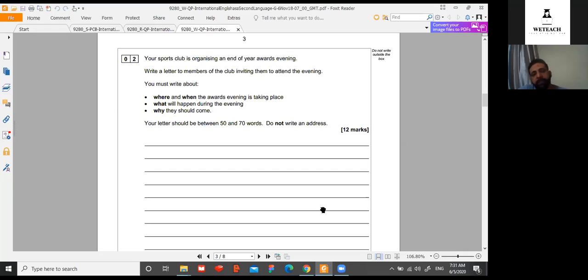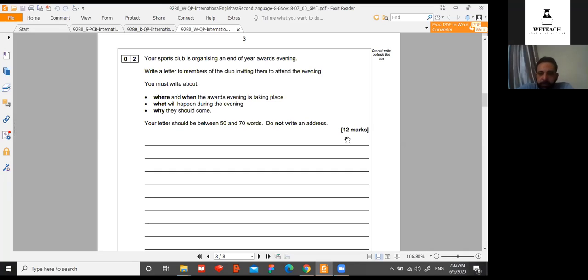I may write different kinds of formal letters. Maybe I'm writing to complain about something, or maybe I'm writing because I would like to highlight an important issue or apologize about whatever. What needs to be there in the letter is exactly highlighted. Like what? As you see over here, write a letter to members of the club, inviting them to attend the evening. You must write, number 1, where and when, and why they should come. These 3 things should be there in your answer. Do not ignore any of the issues while you write.